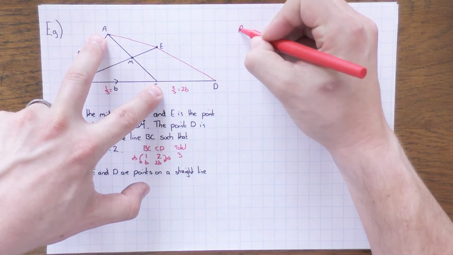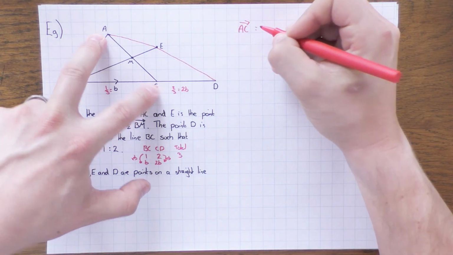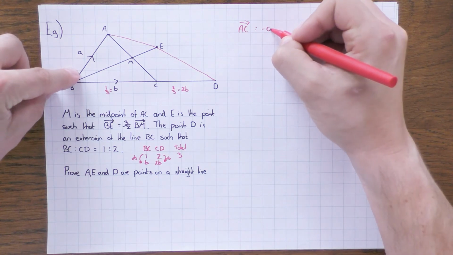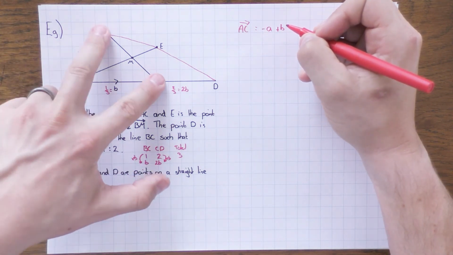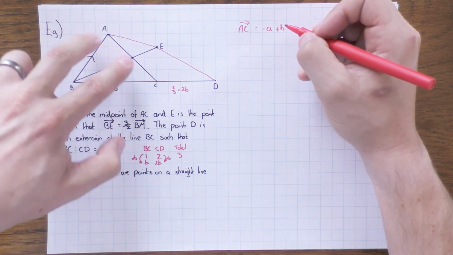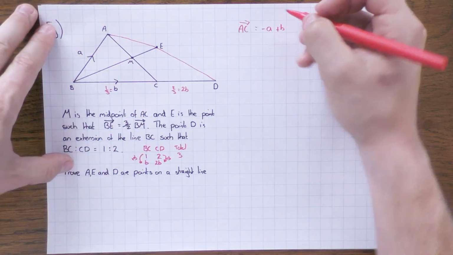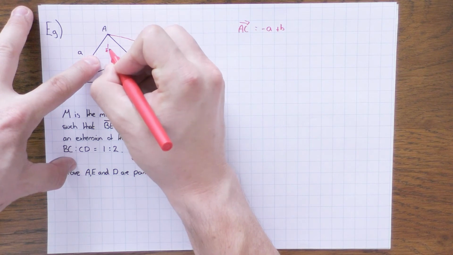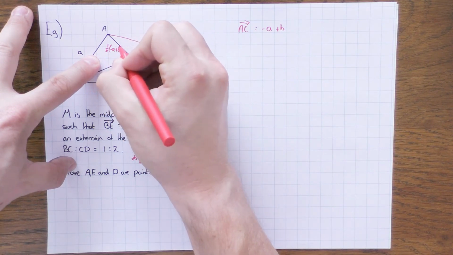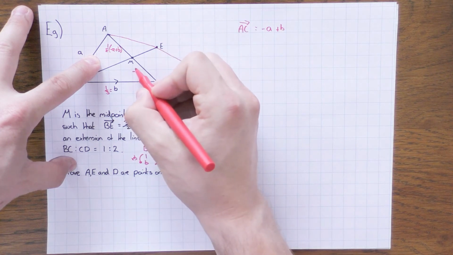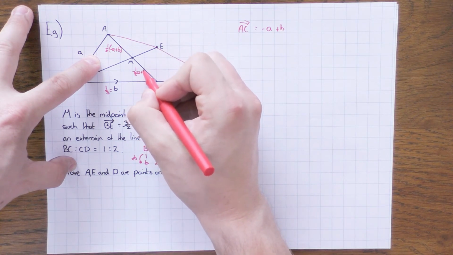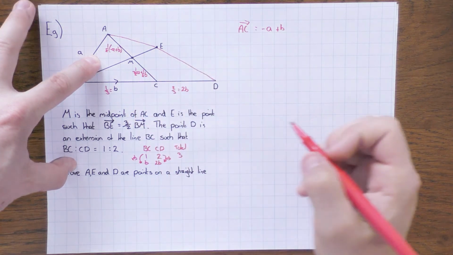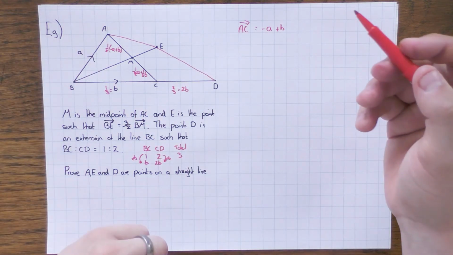So first step, A to C, which is minus A plus B. That's the midpoint. So A to M is going to be half of this. So half of minus A plus B. Or you could just go straight ahead and expand it and say that's minus a half A plus a half B. It's entirely up to you how you prefer. Probably expanding it's better.